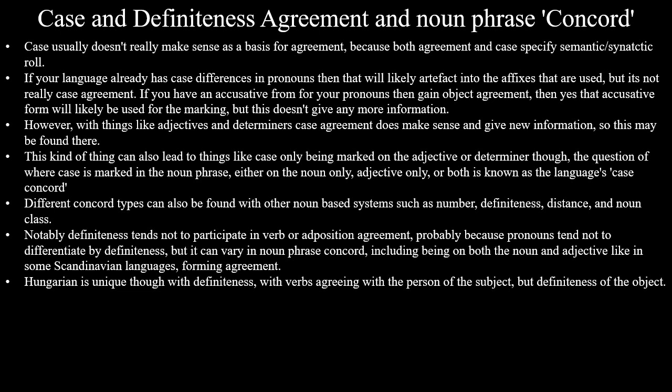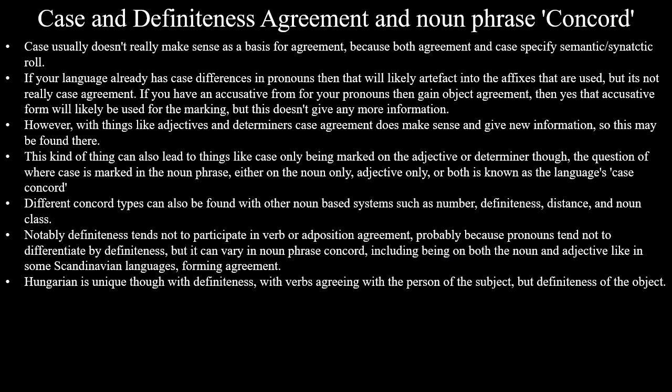This concord idea within noun phrases can extend beyond case, though, to things like definiteness, number, noun class, and distance, all of which can theoretically be marked with distinct determiners, marked on the adjective, marked on the noun, or marked on both, leading technically to agreement. Definiteness agreement is notable for usually only occurring in these noun phrase concord situations, likely due to pronouns not really making definiteness distinctions. Even the indefinite person, when used in agreement, usually won't agree with indefinite nouns, because they are different concepts. There are exceptions, though.